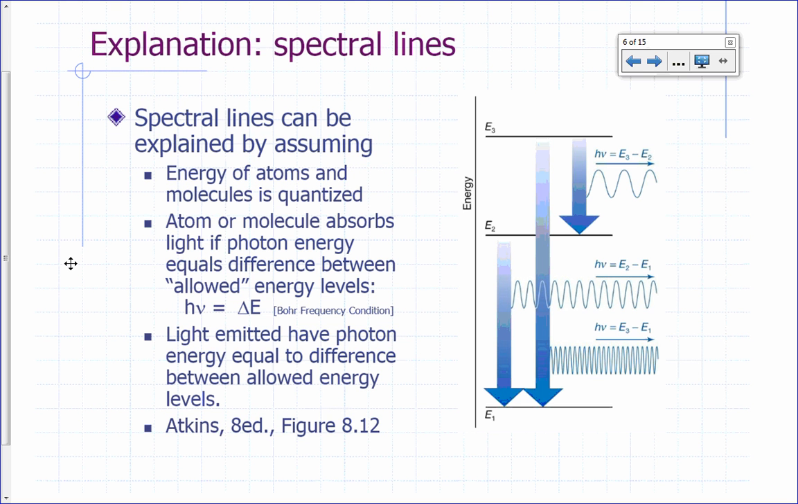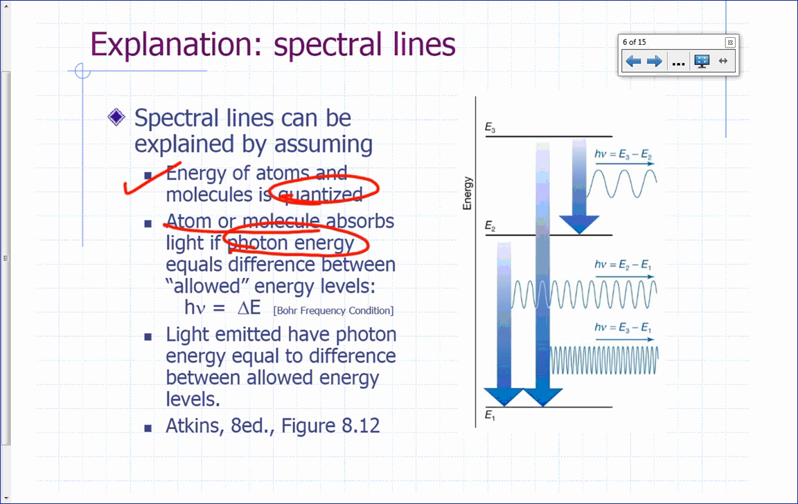Okay? So how do you explain spectral lines? This explanation was provided by Niels Bohr, a Danish physicist. He explained spectral lines as follows. He says, energy of the atoms and molecules is quantized. And what do we mean by quantized? They cannot just have any amount of energy. There's a restriction in the amount of energy, right? Now, if an atom or molecule absorbs light, one requirement is that the photon energy, the energy of the photon of light, must correspond to a difference between allowed levels.